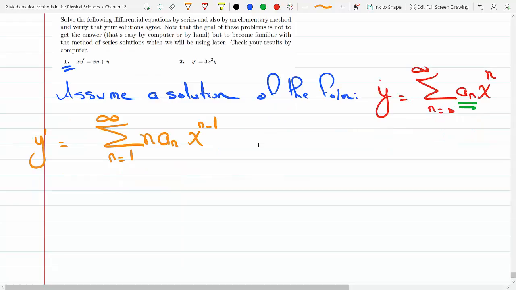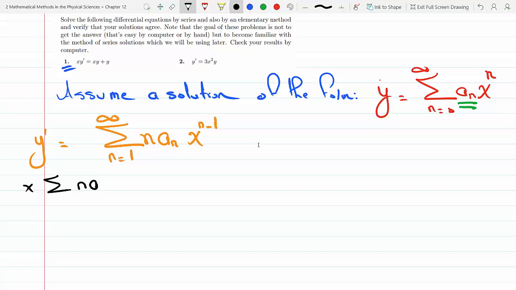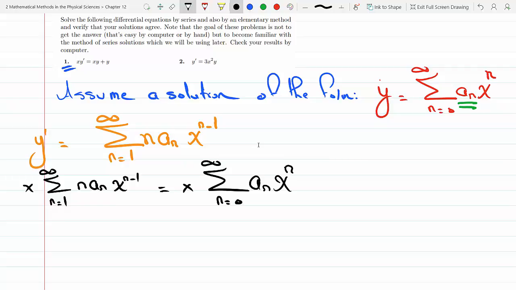Okay, so now I will take y and y prime and plug them into the differential equation. x y prime equals x y plus 1. So I have x y prime, and y is the power series general form, plus 1.